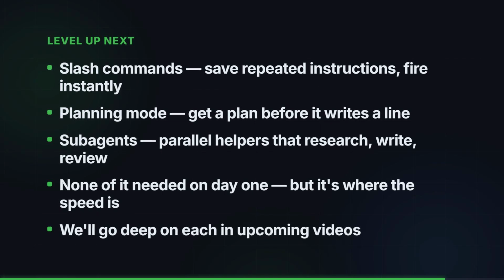Second, planning mode. For anything bigger than a quick edit, have it lay out a plan before it writes a single line, so you catch a wrong approach in 10 seconds instead of an hour. And third, sub-agents, letting it spin up focused helpers that research, write, and review in parallel, like a small team working for you. No, you do not need any of this on day 1, but just knowing they're there is what turns this from a neat little trick into the core of how you actually build, and we'll go deep on every one of them in the videos coming next.